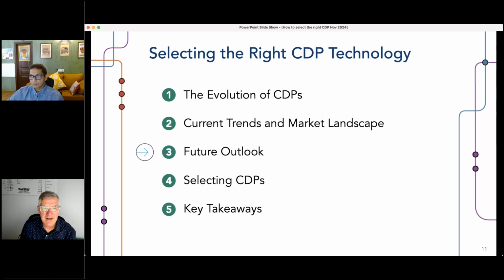So that's where we are right now. We're going to have Purv delve into a brief future outlook here, and then we'll spend the rest of our time talking about what's the right way to select a CDP.